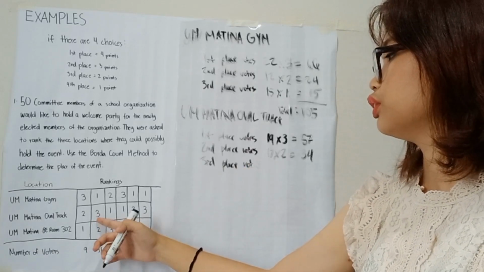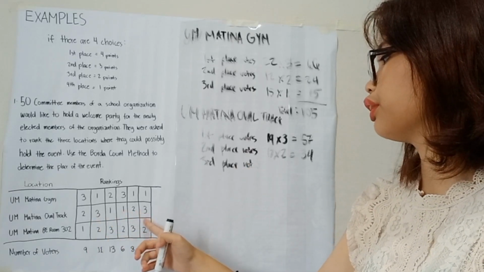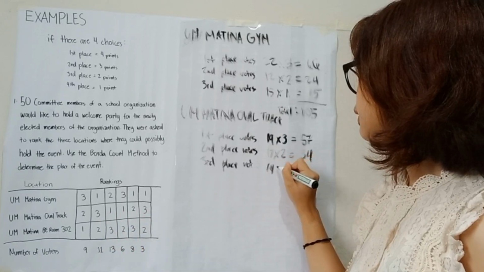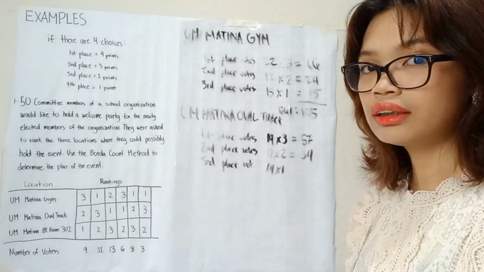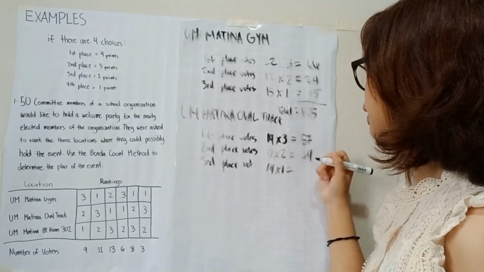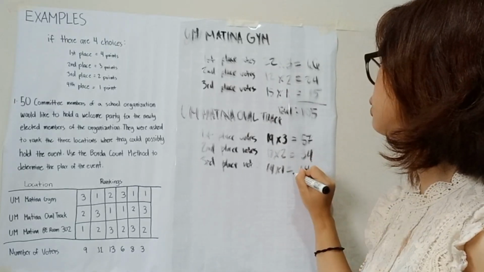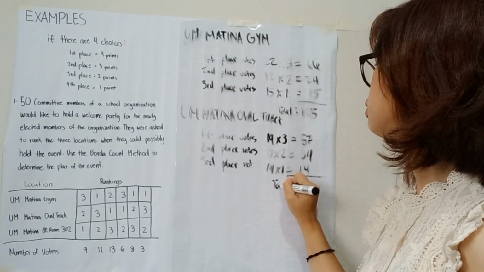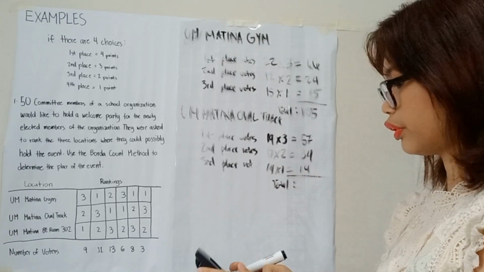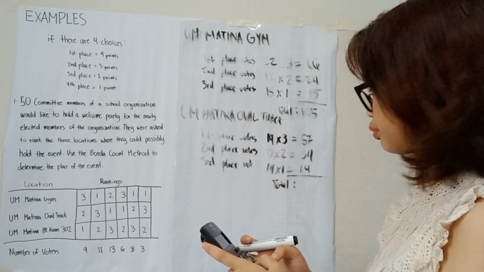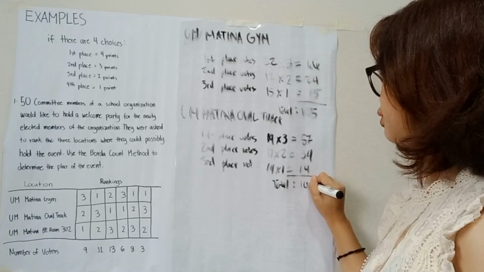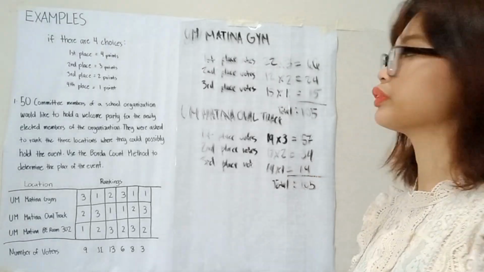Next is the third place votes. So we have here ranking 3 and ranking 3, for the voters 11 and voters 3. So times 1, since it is the least place, which is equal to 1 point. So 14 times 1 is equal to 14. Then, total sum of all points is equal to 14 plus 34 plus 57 is equal to 105. Okay?